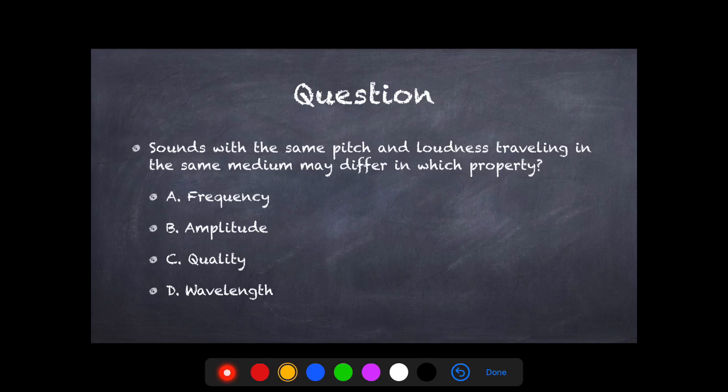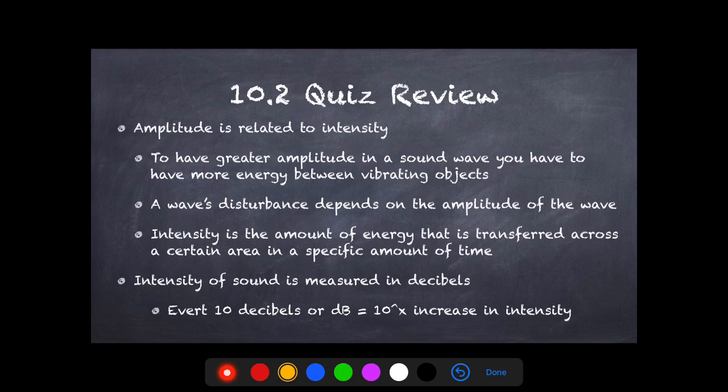Sound waves with the same pitch and loudness traveling in the same medium may differ in which property? This one is going to be quality. We didn't really talk about this. We'll talk about this in the next section.